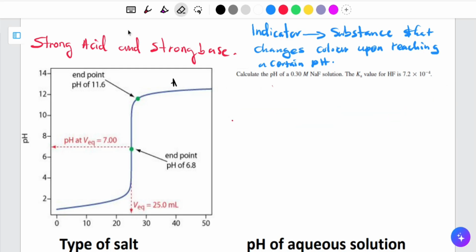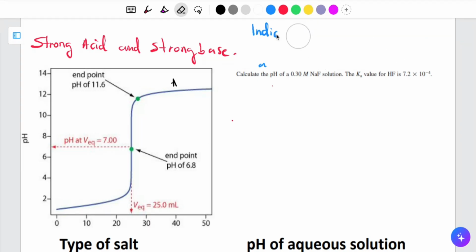Now, we also have what we call the common ion effect. So when you talk of common ion effect, it will mostly focus on the ion which is common in both compounds. Like for example, this question is saying calculate the pH of 0.3 molarity of sodium fluoride solution. So the Ka value for hydrogen fluoride is 7.2 multiplied by 10 to the power negative 4. So which ion here is common? When you look at sodium fluoride and hydrogen fluoride, the one which is common here is fluoride.